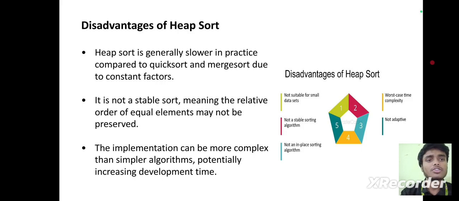Disadvantages of heap sort. The first one is not suitable for all small data sets. Second one, not a stable sorting algorithm. Third one, not an in-place sorting algorithm. Fourth one, worst case time complexity. Fifth one, not adaptive.